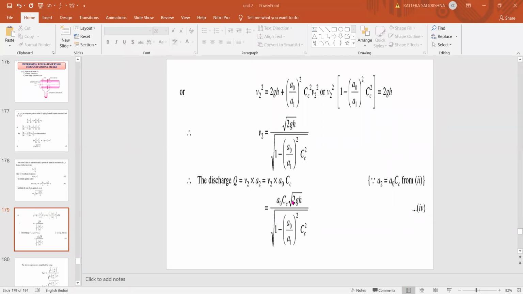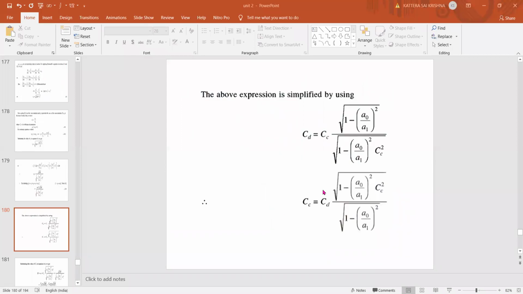And this is also not the final equation. This CC we need to change in terms of coefficient of discharge, because we are going to find coefficient of discharge only. We are not going to find any contraction coefficient. The above expression is simplified by using one equation, and for that, one more derivation will be there. So I'm not going to explain that. Directly I'm showing that expression. So this is the thing.